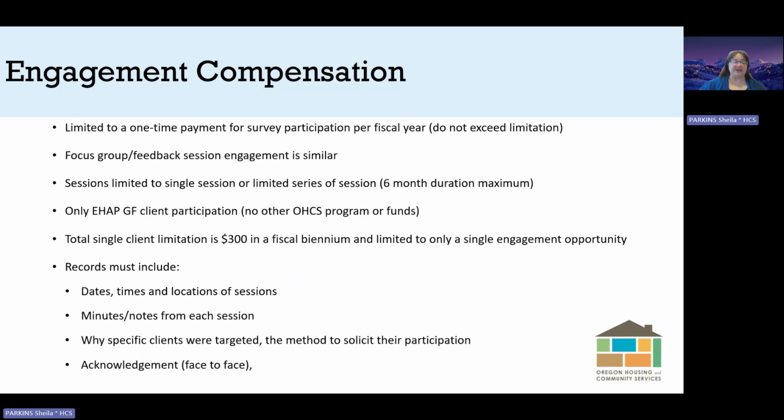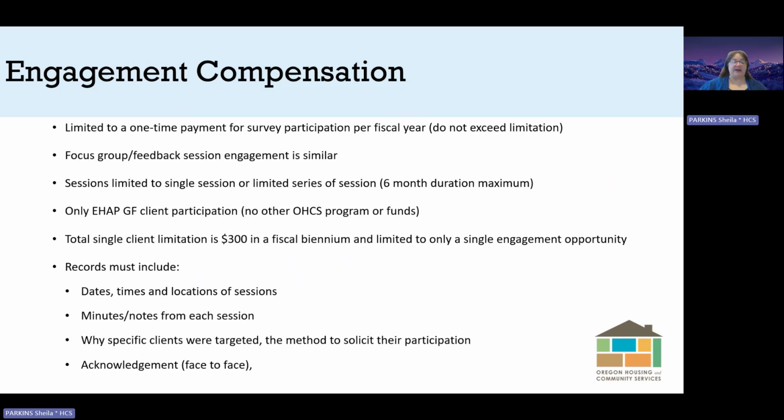Sessions may be a single session or they can be a limited series of sessions, such as meeting once a month over a period of 6 months. Again, the compensation can be paid each day the EHAP General Fund client participates in a session. However, the total amount provided to any single client cannot exceed a total of $300 in a fiscal biennium. Clients must not participate in more than one engagement opportunity, whether a single session or a series of sessions, per biennium. Again, grantees must have policies and procedures on how grantees will track this.